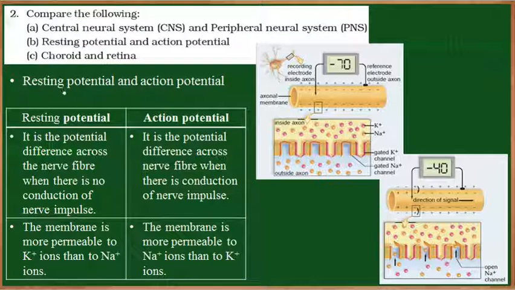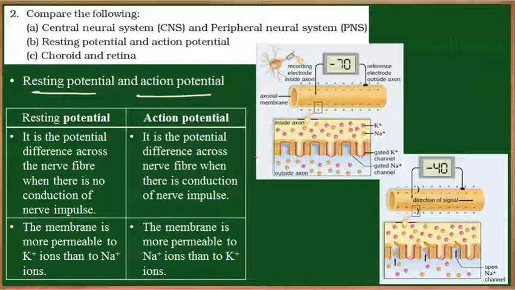The next one is resting potential and action potential. Now these two terms are related to the nerve impulse. So when a nerve impulse is generated across the axon, there is a difference in the distribution of the ions, the sodium ions and the potassium ions. So this is related to resting potential and action potential.